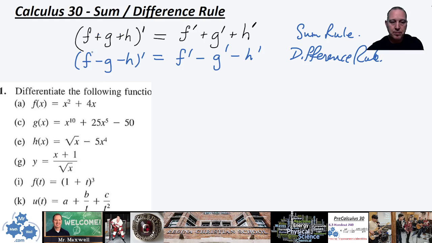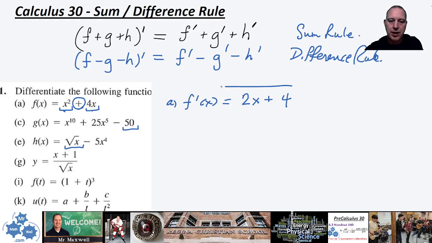So here's some examples. I would know how to take the derivative of x squared, power rule, right? Derivative of 4x, power rule, no problem. The derivative of negative 50, constant rule, easy. The derivative of root x, power rule. So if we want to find f prime of x, I simply add up the derivatives of each term. So this becomes 2x plus 4, and you're done.